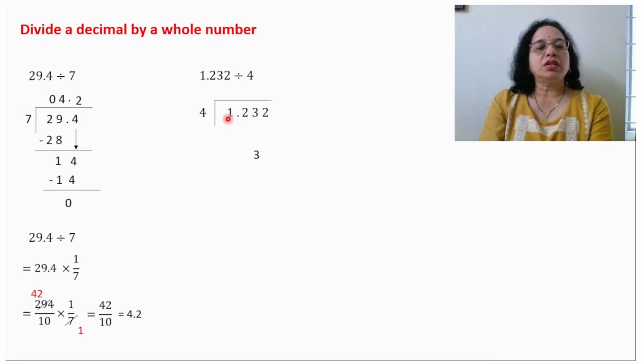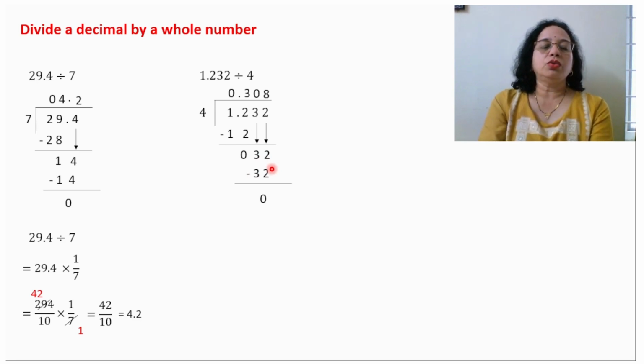So now here this one you cannot divide, so write down 0 point, then you will take 12. So 4 3s are 12. Just subtract this, you will get 0. Now write down the next number 3. Again you cannot divide. So write down 0 and then copy down the next number 2. So the number is 32 and 4 8s are 32. Your remainder is 0. Let us solve the same question with different method.